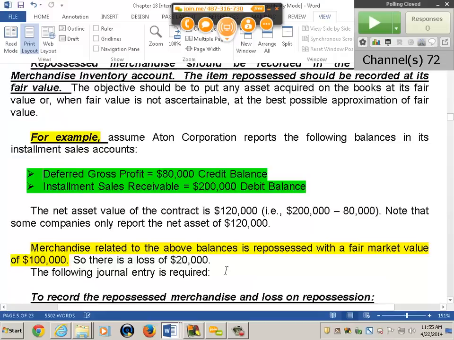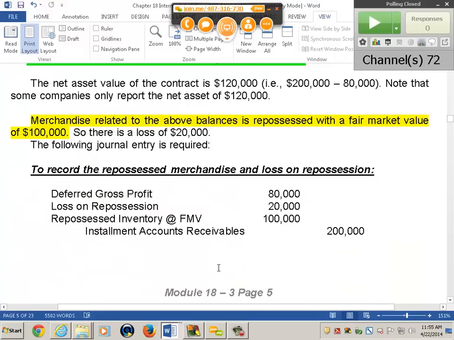And the entry that you would make, you have to remove the deferred gross profit and the installment sales receivable. That receivable net of the deferred gross profit is the net asset value. That's 120. You put the repossessed inventory on your books at fair value, and the difference is a loss. And that loss is recognized on the date of the repossession.